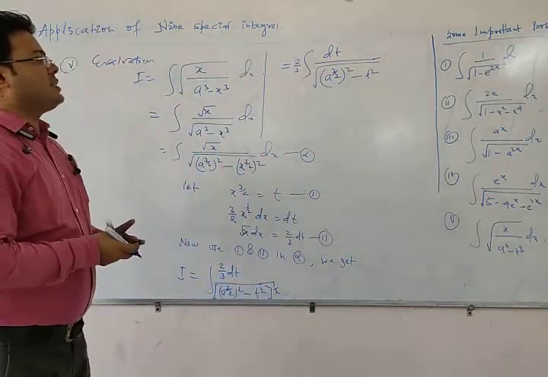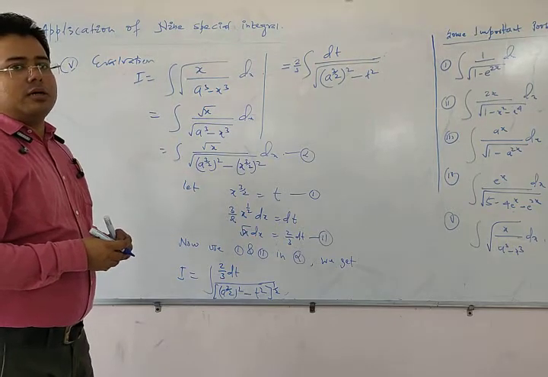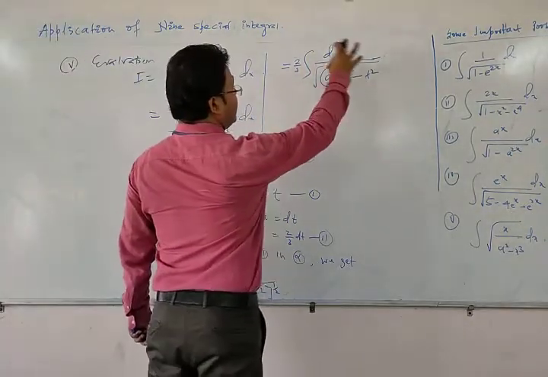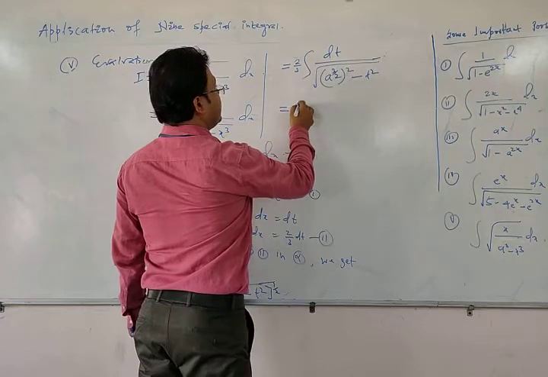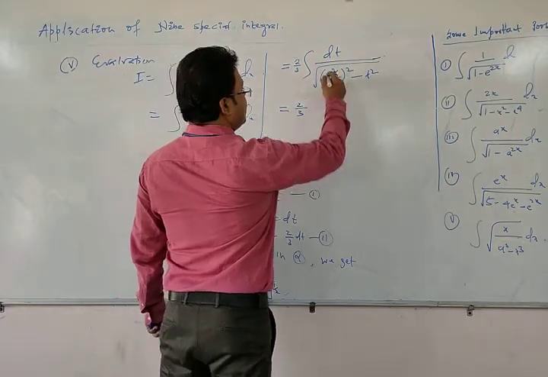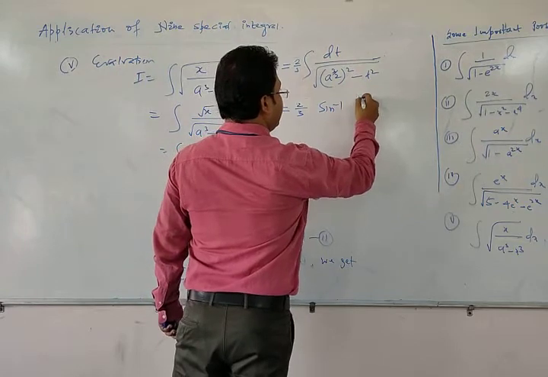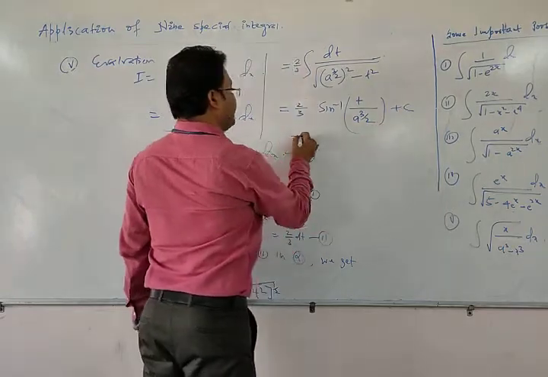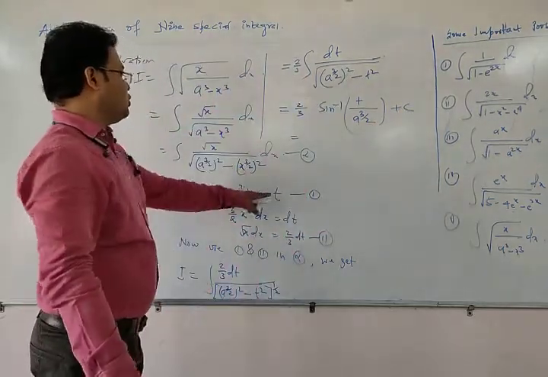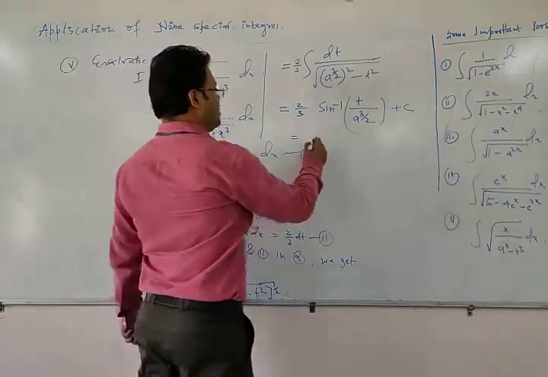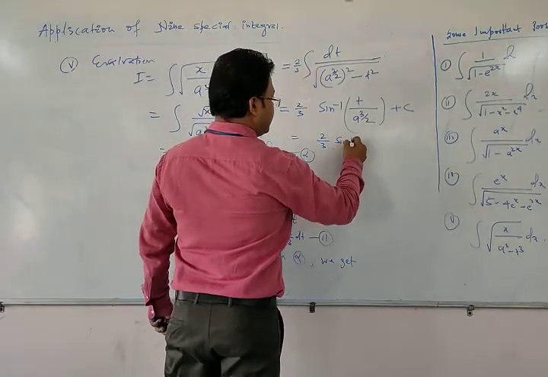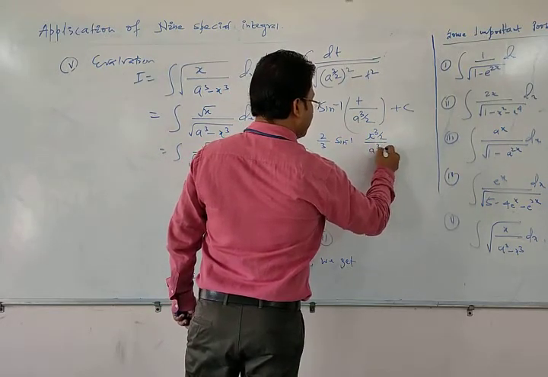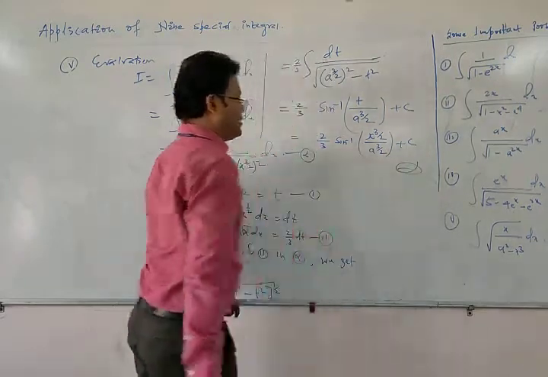And you can see here this is also one of the 9 special integrals, so you can use the direct integral of this integration. So here we can write 2 by 3 sin inverse t upon a to the power 3 by 2 plus constant term c. In place of t you can write the value of t. So what is the value of t? x to the power 3 by 2. So it becomes 2 by 3 sin inverse x to the power 3 by 2 upon a to the power 3 by 2 plus constant term c. Here is the final answer.